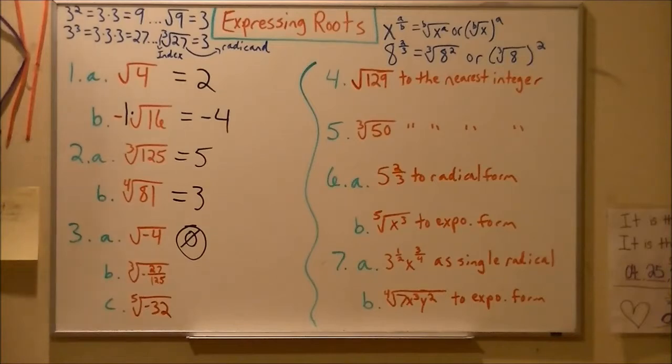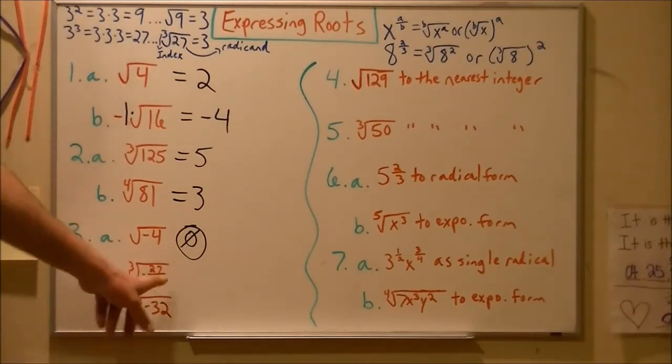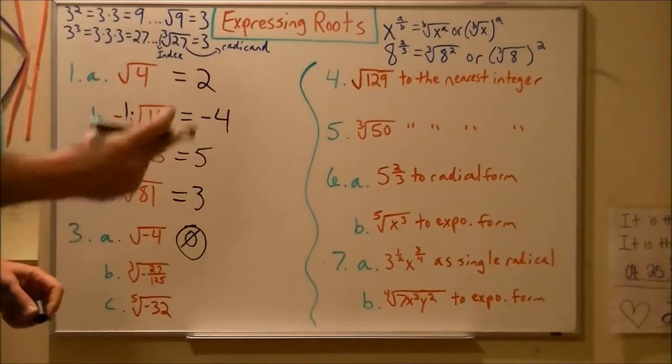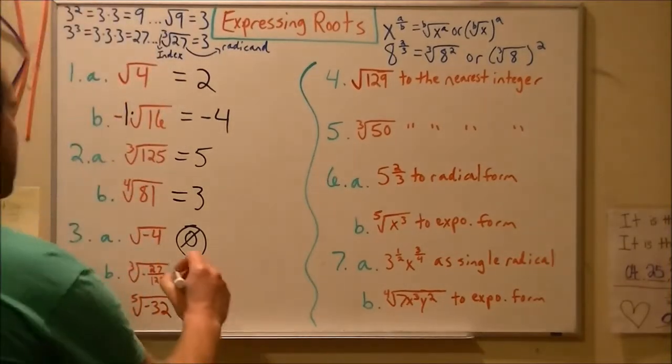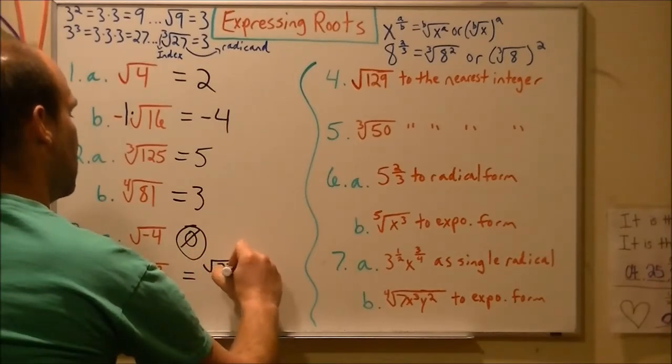The cube root of negative 27 over 125. I'm going to show you guys a cool shortcut rule, and you might know this already, but you can rewrite this cube root of one whole fraction as two different fractions and two different root symbols. And what I mean is this. You can rewrite it as the cube root of 27.